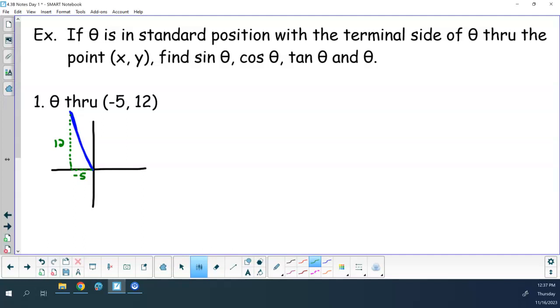Now, we need to find the sine, the cosine, the tangent, and actual theta. Okay? So actual theta would be right here. What would this one be? That's going to be theta prime right there. Okay?